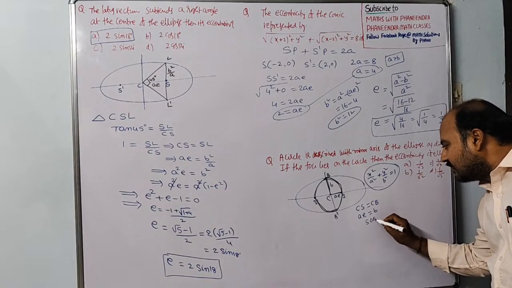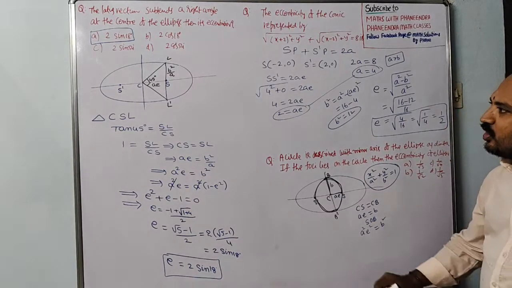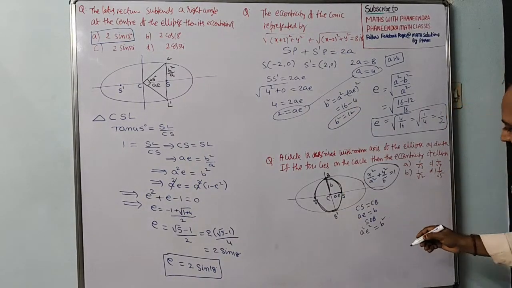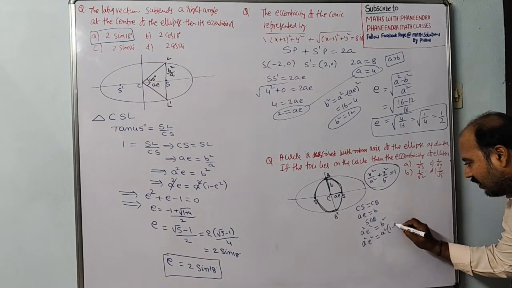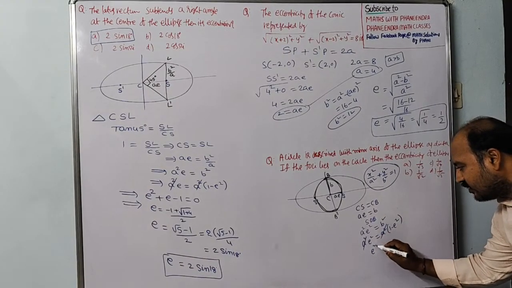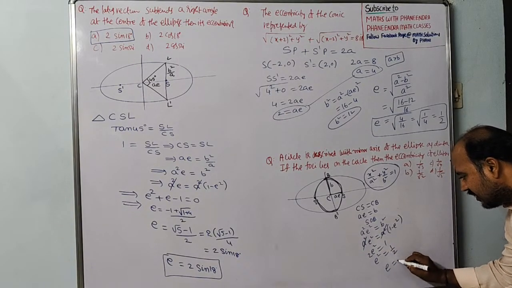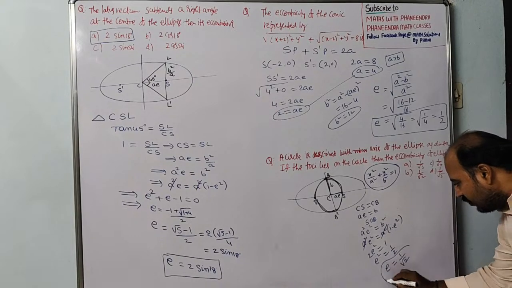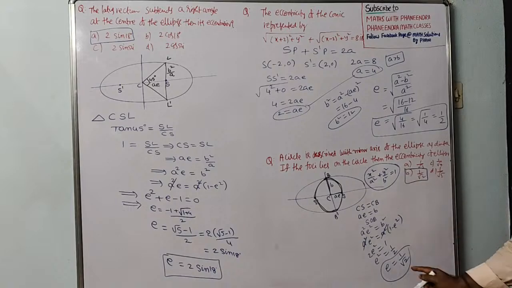Squaring on both sides, a square e square is equal to b square. You know the value of b square from here: a square into a square e square equals a square into 1 minus e square. A square gets cancelled, minus e square brings this side, 2e square equal to 1, e square equal to 1 by 2, e is equal to 1 by root 2. So therefore the eccentricity of the ellipse is 1 by root 2. I hope you understand it, students. We'll move to another question.